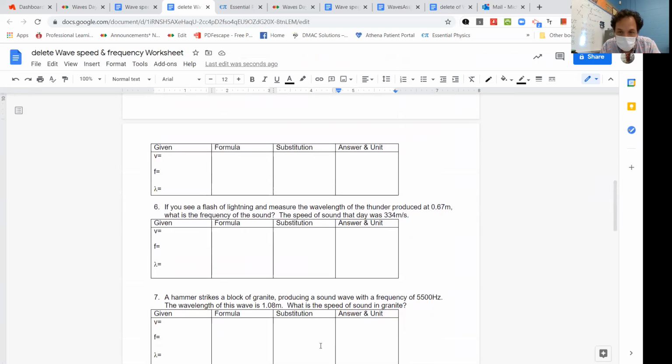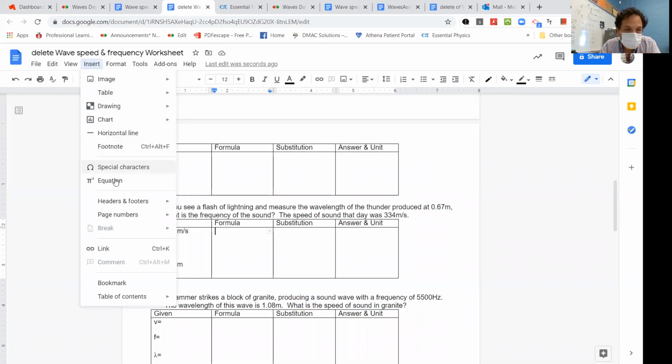If you see a flash of lightning and measure the wavelength of the thunder produced at 0.67 meters, what is the frequency of the sound? The speed of sound that day was 334 meters per second. All right, so we know the speed of sound. Speed of sound is pretty constant. They're asking for frequency. We don't know what frequency is. What is lambda? 0.67 meters. So formula. So let's figure out the formula. Insert drawing.